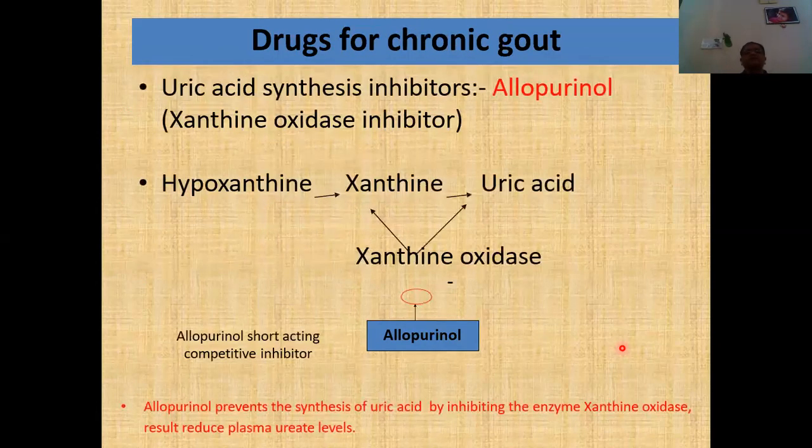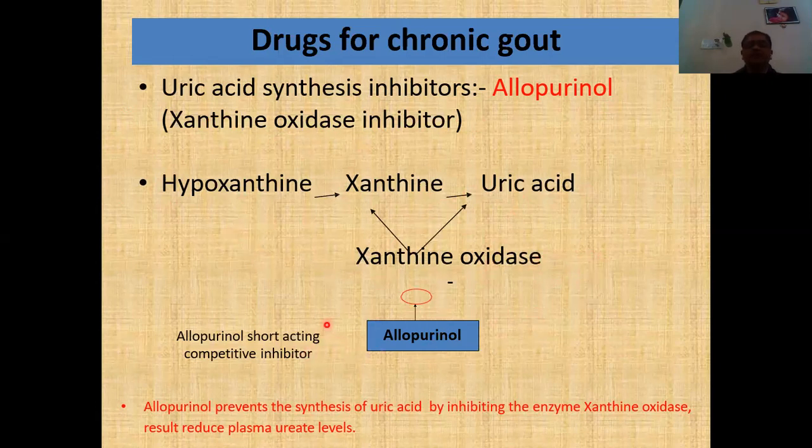The drug for chronic gout: in this case, uric acid synthesis inhibitors such as allopurinol are given. Allopurinol is nothing but a xanthine oxidase inhibitor. Hypoxanthine is converted into xanthine and later converted into uric acid, where xanthine oxidase plays an important role.